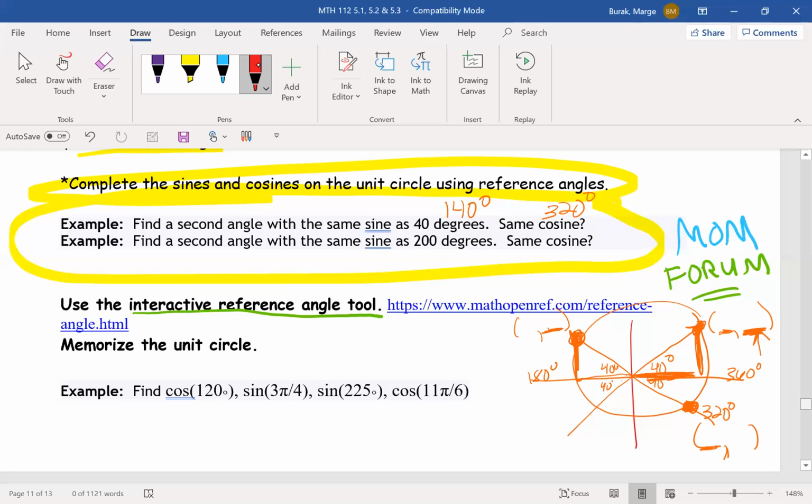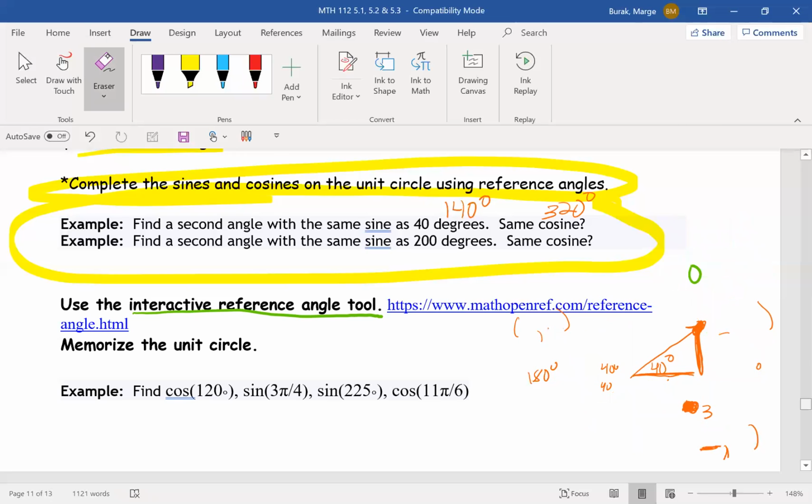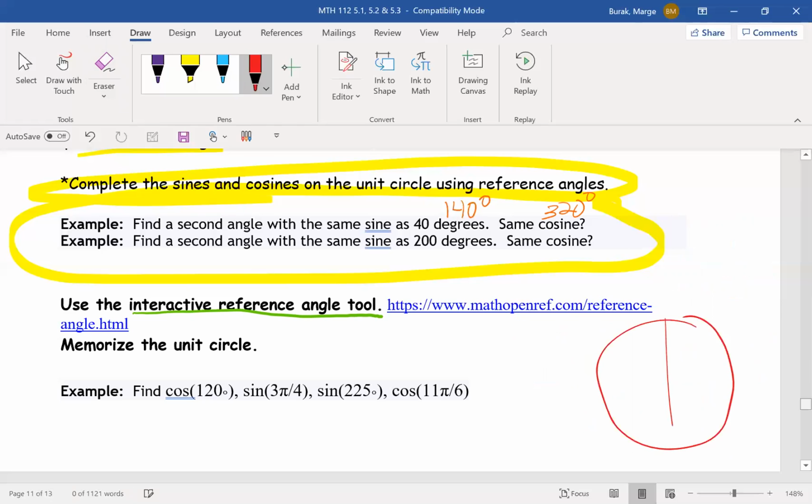All right, let's do that again with 240 degrees. I'm going to erase this so I have some room. Okay, so 240 degrees. I'm going to draw that first. So let's go. All I need to know is that this is 180 and this is 270. So 240 is going to be somewhere in here.